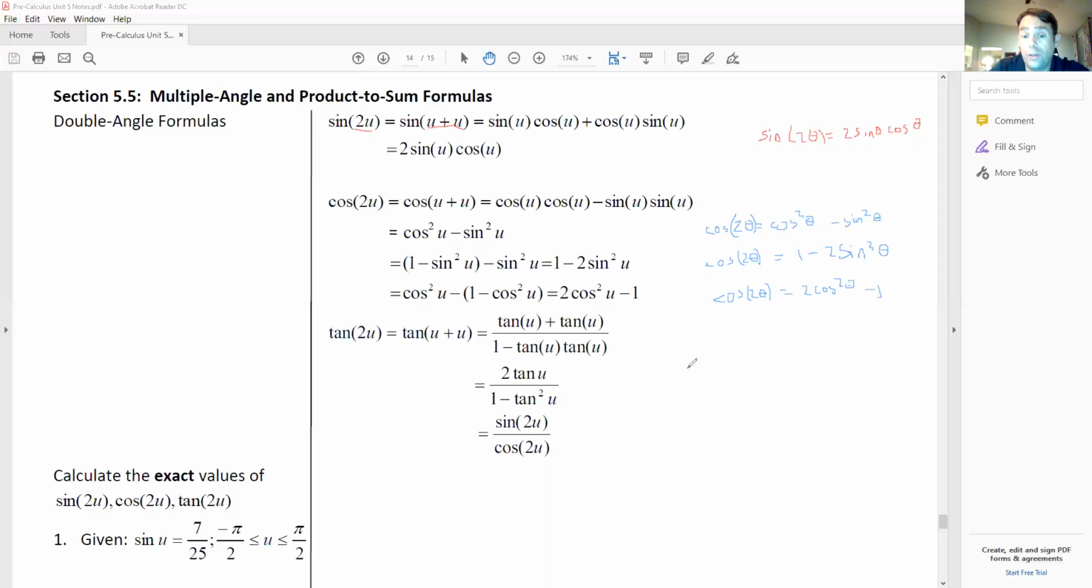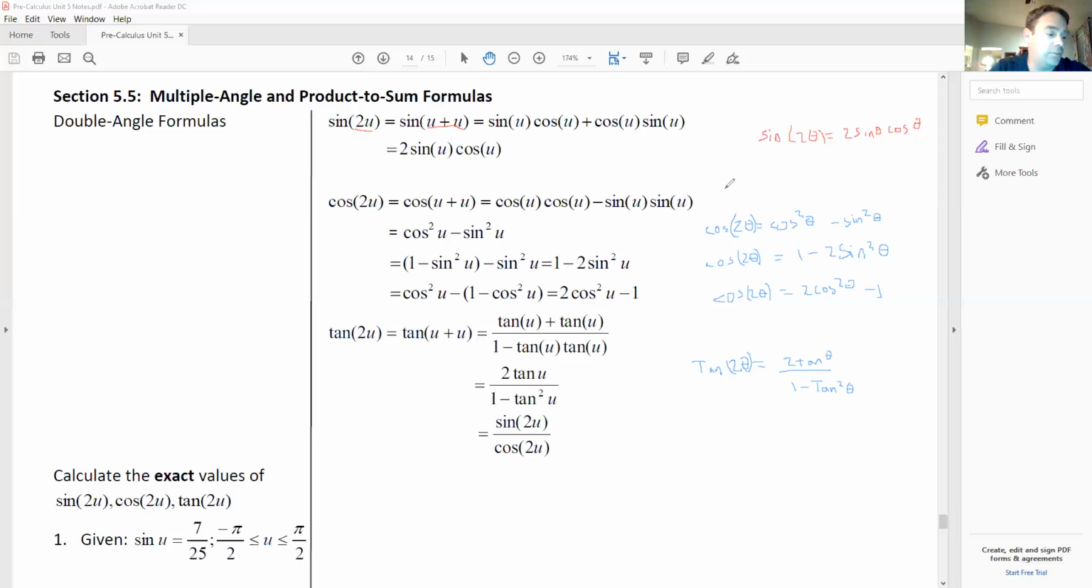And our last one we're going to look at is tan 2 theta. Tan 2 theta is essentially 2 tan theta over 1 minus tangent squared theta. And again, they come from the sum and difference formulas. So we have our different formulas here for the double angles for sine, cosine, and tangent.